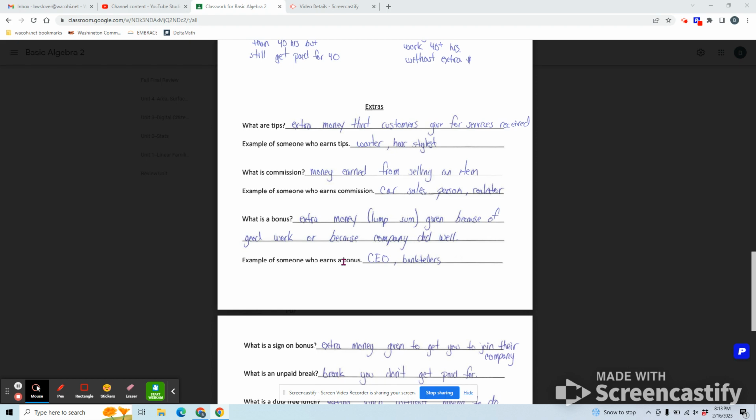Bank tellers also get bonuses. Let's say the tellers bring in X amount of people. They could get a bonus for that. Or they bring in or open 10 new accounts. They could get a bonus for that.